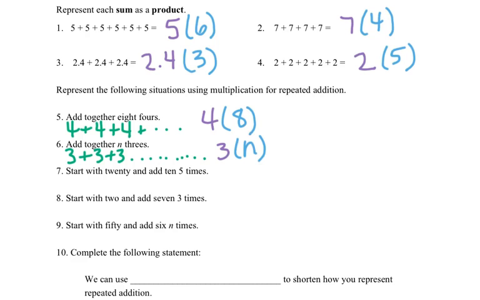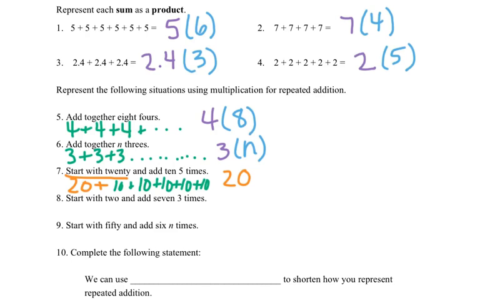For number 7, it says start with 20. So now we're adding a starting value. This kind of ties back to how we view the y-intercept back when we did linear functions. So we're going to start with 20, and then we're going to add 10 5 times. Okay, so again, the number I'm adding is 10 over and over and over again. This time it's specifically 5 times.